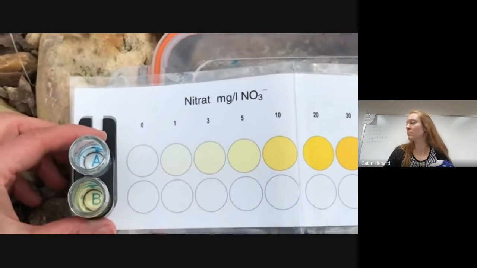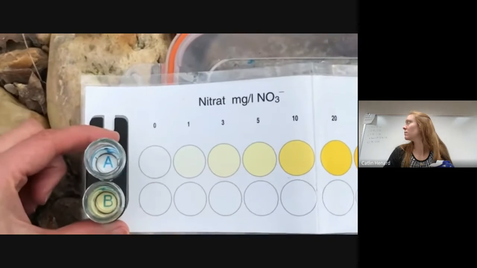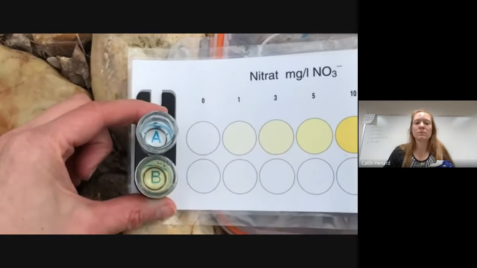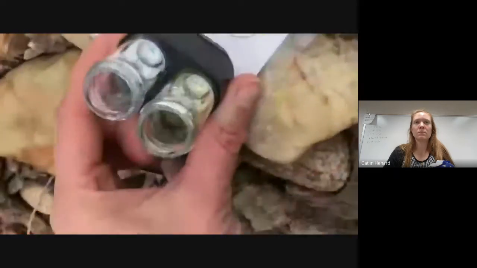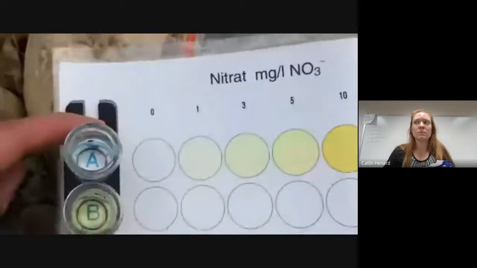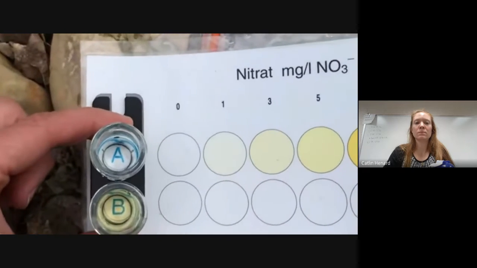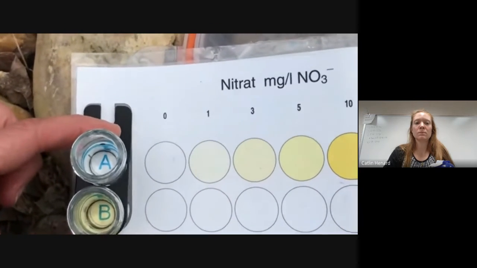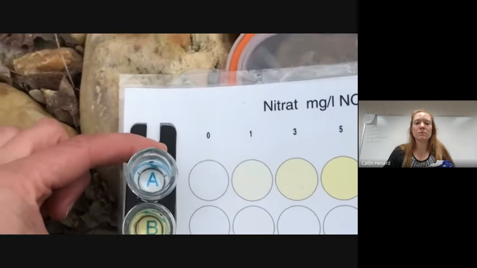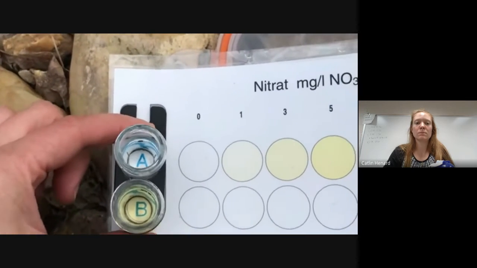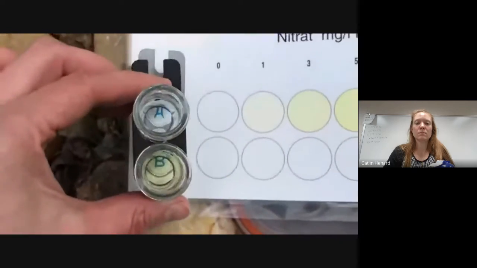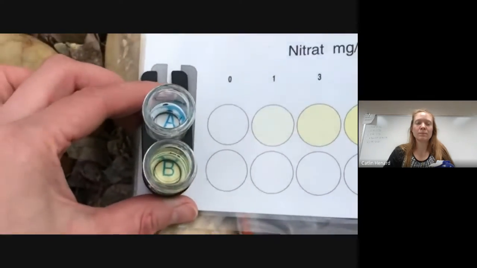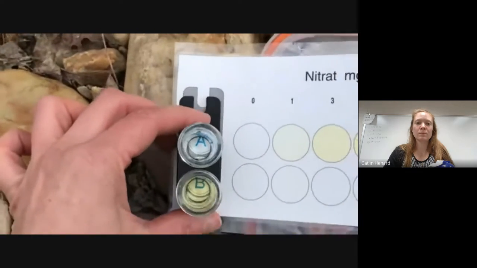So we've come to the final step in our nitrate test here. And what I'm going to do is, you can see test tube B here. These are our test tubes. Test tube B has had chemicals added to it, which is reacting with the nitrate to turn the water that shade of yellow. And what I need to do is figure out which number here most closely corresponds to that color that test tube B has turned.